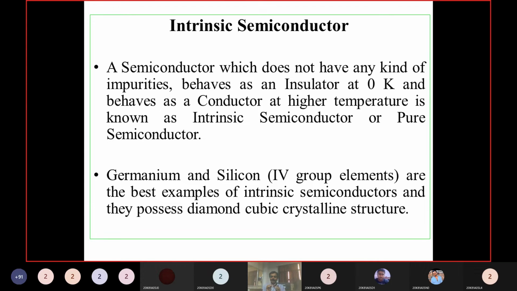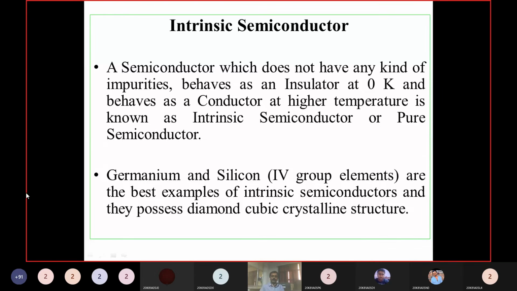Once again, I will repeat: a semiconductor which does not have any kind of impurities and behaves as an insulator at 0 kelvin, which is nothing but absolute temperature, and behaves as a conductor at higher temperature is known as an intrinsic semiconductor or pure semiconductor.